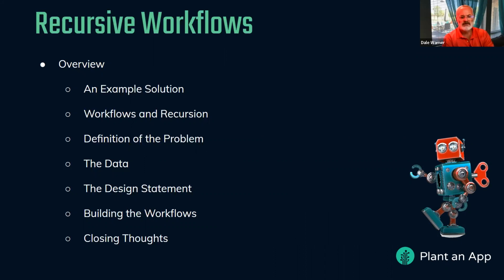We'll talk about the definition of the problem that I was facing when I put this together. We'll take a look at the data that we're going to use. And then I did something a little bit different. I did a design statement. I don't know if that's a technical term, but it's my terminology for stating the problem in English. We'll take a look at that because it helped me to build the workflows. So then we'll get into building the workflows. I'll add a few closing thoughts and maybe time for your questions.